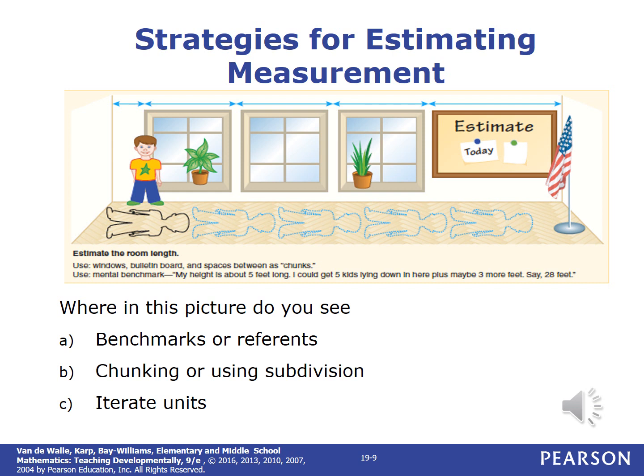You could also use chunking or subdivision. See how at the top of the classroom picture that is on the slide, they chunked according to open space on the wall, windows, and bulletin board to estimate the measure of the room. And the last, you could iterate units, count out single units physically or mentally. And so with that student, the cutout of the student on the floor, not only are we developing a benchmark, but then we're iterating and counting, and there's that multiplicative reasoning coming into play.